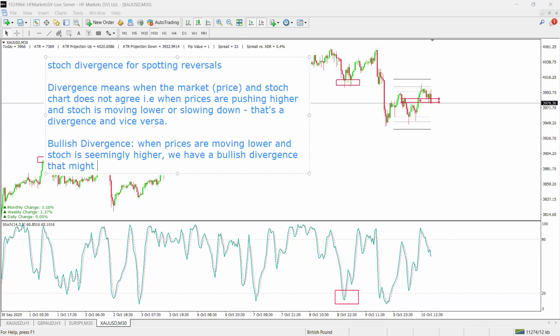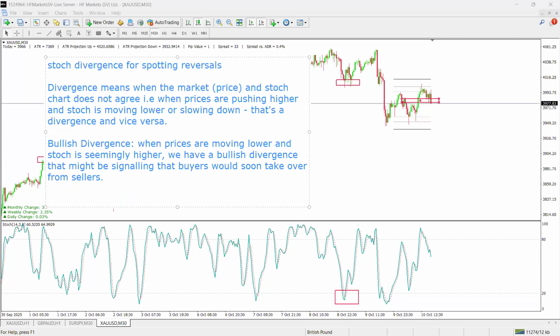That might be signaling that buyers would soon take over from sellers. I'll explain both of them. Then your bearish divergence is when prices this time are moving higher, because for something to reverse, it means it was going somewhere before and it wants to turn back. So that's why we're saying opposite things.